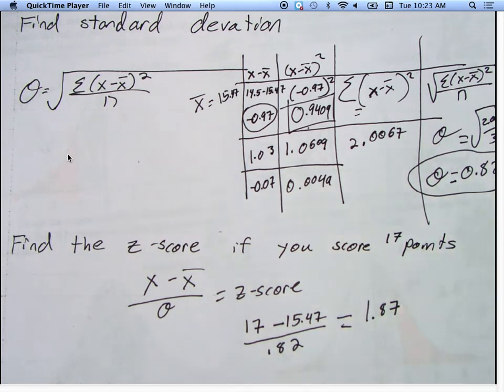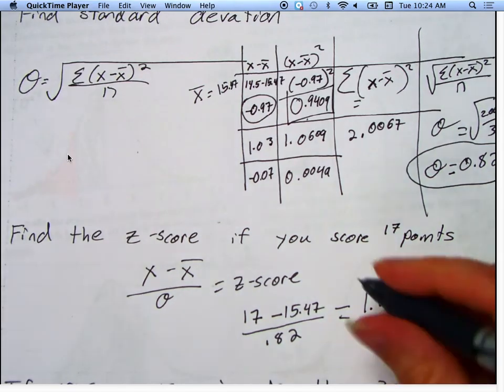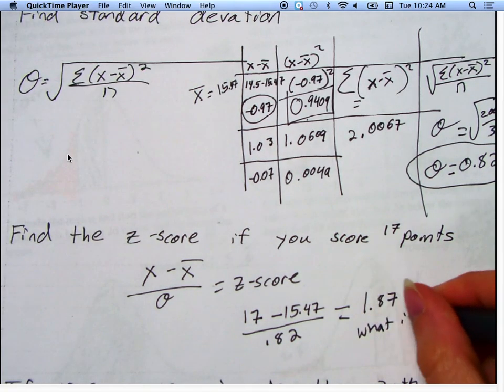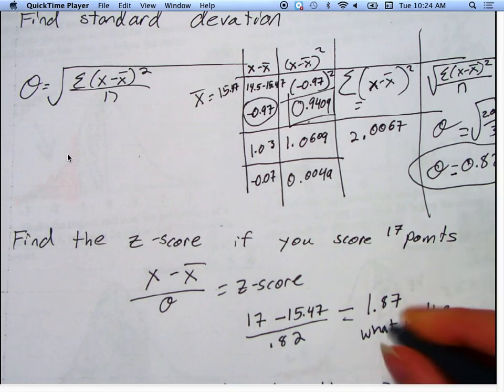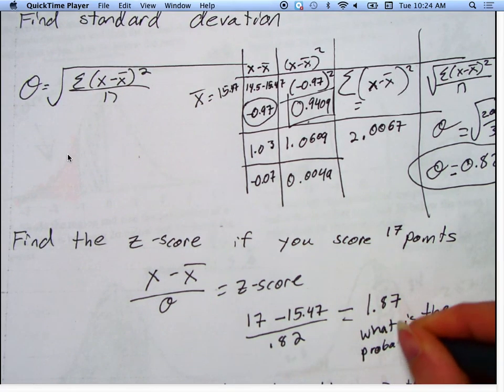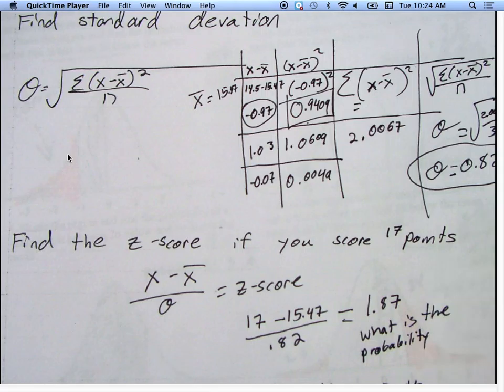Okay, let's try it. I'm going to put it in my calculator. I did this last hour, but you know, I could have done something wrong. I did 17 minus 15.47. Then I divided that by 0.82, and I got 1.8658, so I rounded up to 1.87. Okay? Now, here's my question that I'm going to add. What is the probability of getting 17?